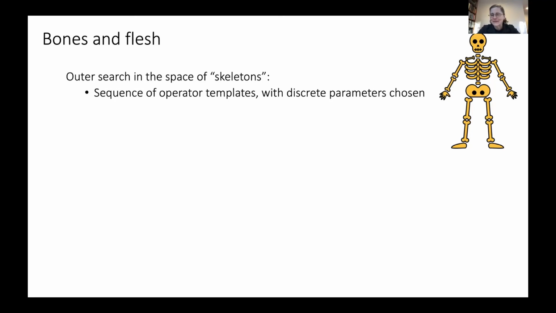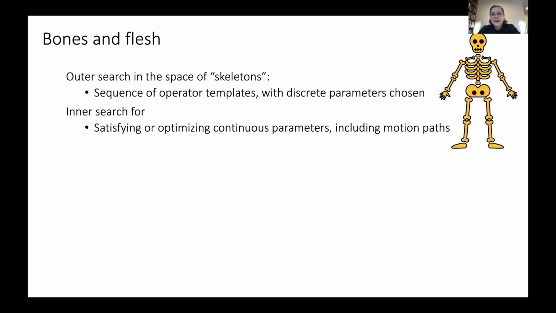Well, we're getting close to Halloween, so I figured I'd put a skeleton on the slide. A skeleton of a plan is really a sequence of operator templates, maybe even with the discrete parameters filled in. Like, I'm going to pick up object A and then put it down, then pick up object C and open the drawer. So you could come up with a plan that's just these operators with the discrete parameters selected.